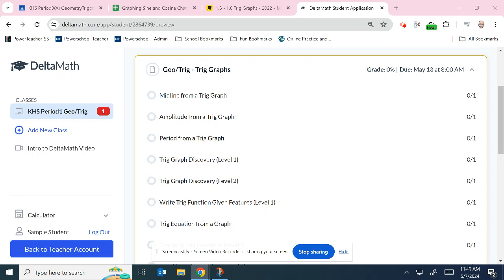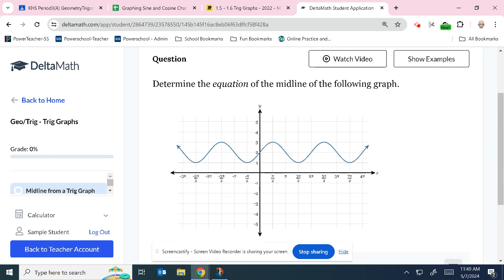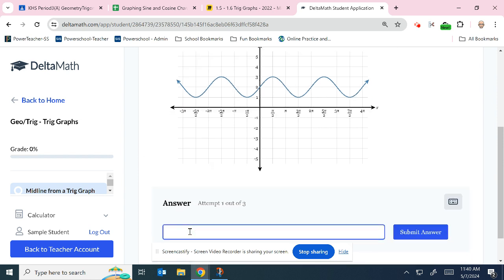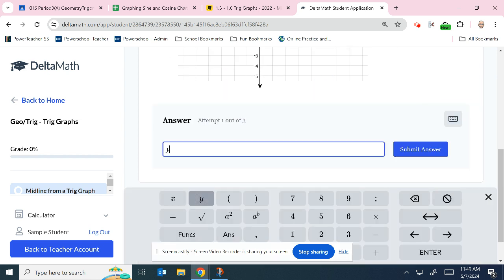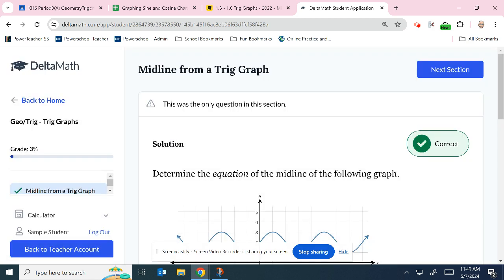All right, here are the first 9 for today's Delta Math assignment. So the first one here, you've got midline, the middle line. You're just looking straight at it. You're trying to see where this middle line is, and it's going to be right at a 2. So they want the equation of it, which we know always starts with y equals. So y equals, and then you'll put a positive 2 in there, and then hit enter. So y equals 2 will be your first one.